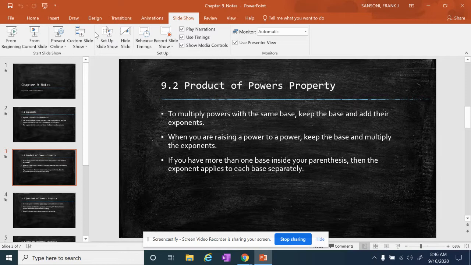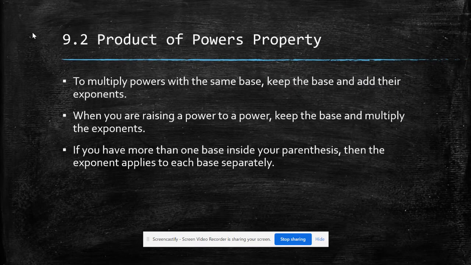So here are basically the three things that you need to know for 9.2, working with the product of powers property. I'm going to enlarge that for you real quick. And so you can see 9.2 deals with the product of powers property. And then you have those three bullet points. So at this time, I want you to pause the video. I want you to write those down. You probably have some sort of notes and examples spiral or a piece of paper. And so we will do examples that tie into all three of those bullet points. So pause the video at this time, and then you can write that stuff down before we start the examples.